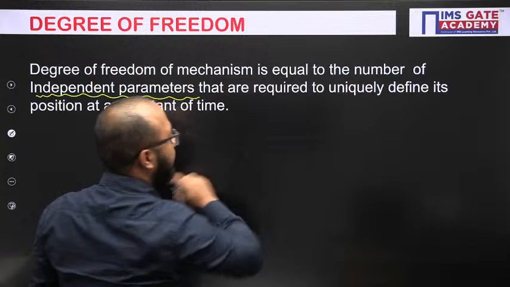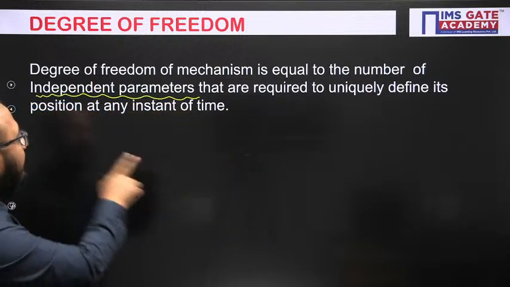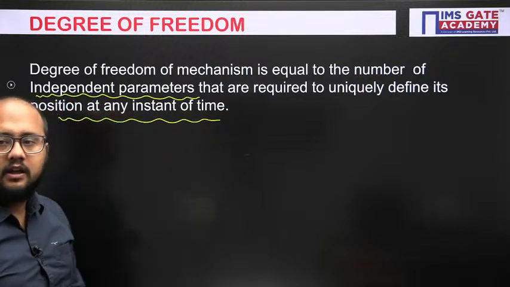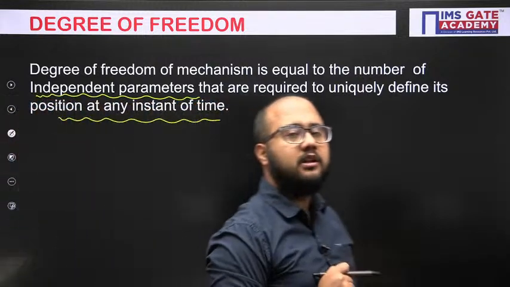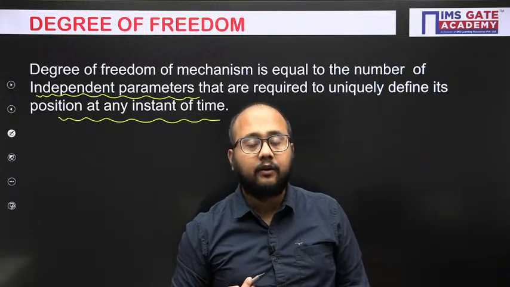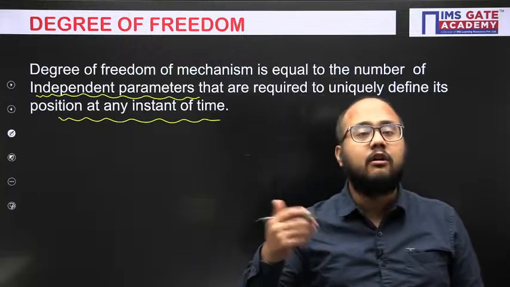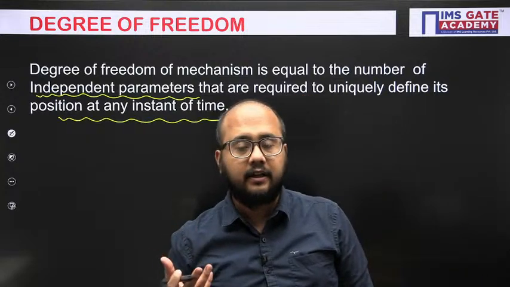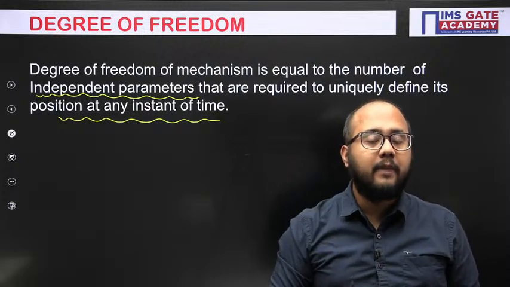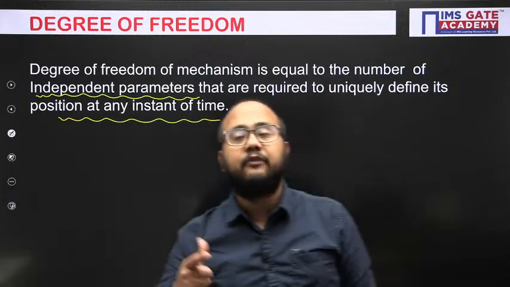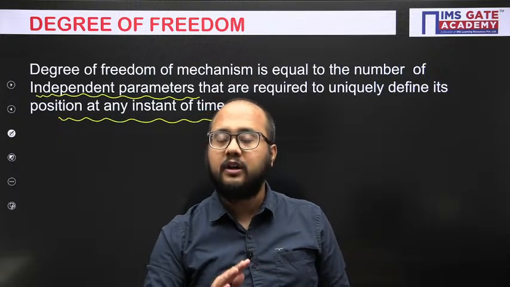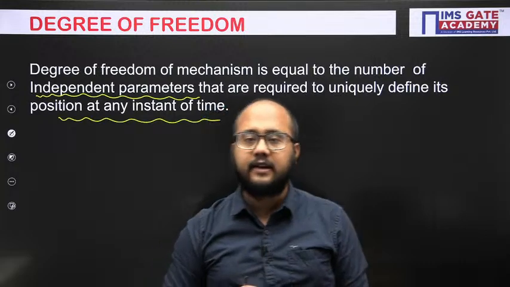Independent parameters that are required to uniquely define its position at any instant of time, right? So this is a very important piece of information. For a given mechanism, we should know what the degree of freedom is. Degree of freedom is also called mobility, right? Another name of degree of freedom is mobility. So the minimum number of independent parameters required so that we can uniquely define its position. This parameter of degree of freedom is very important in the analysis of mechanisms.